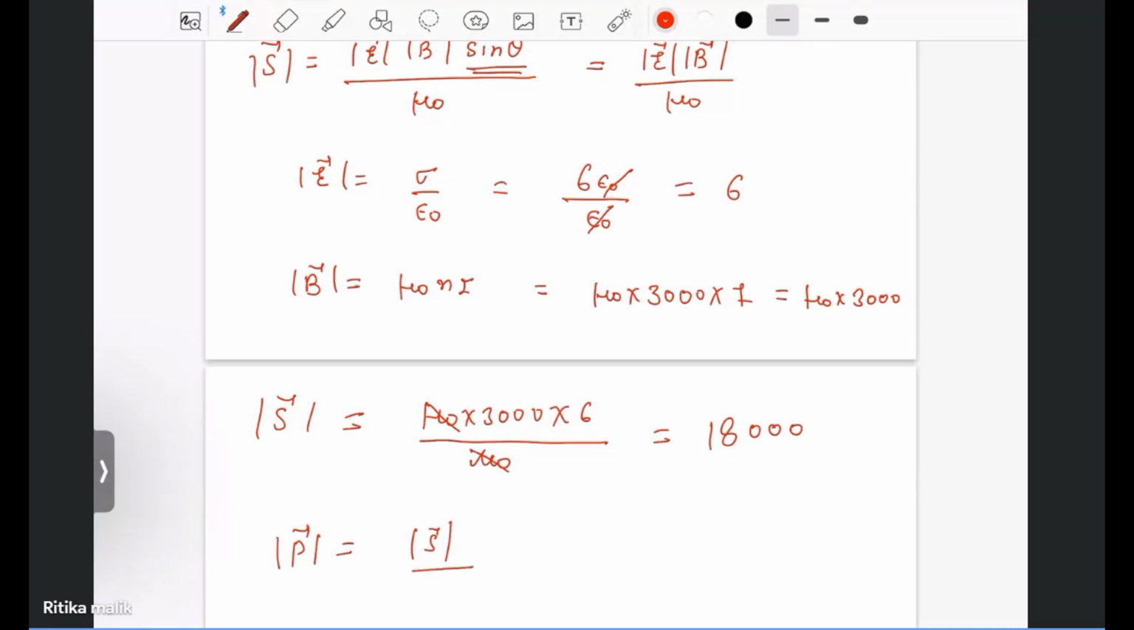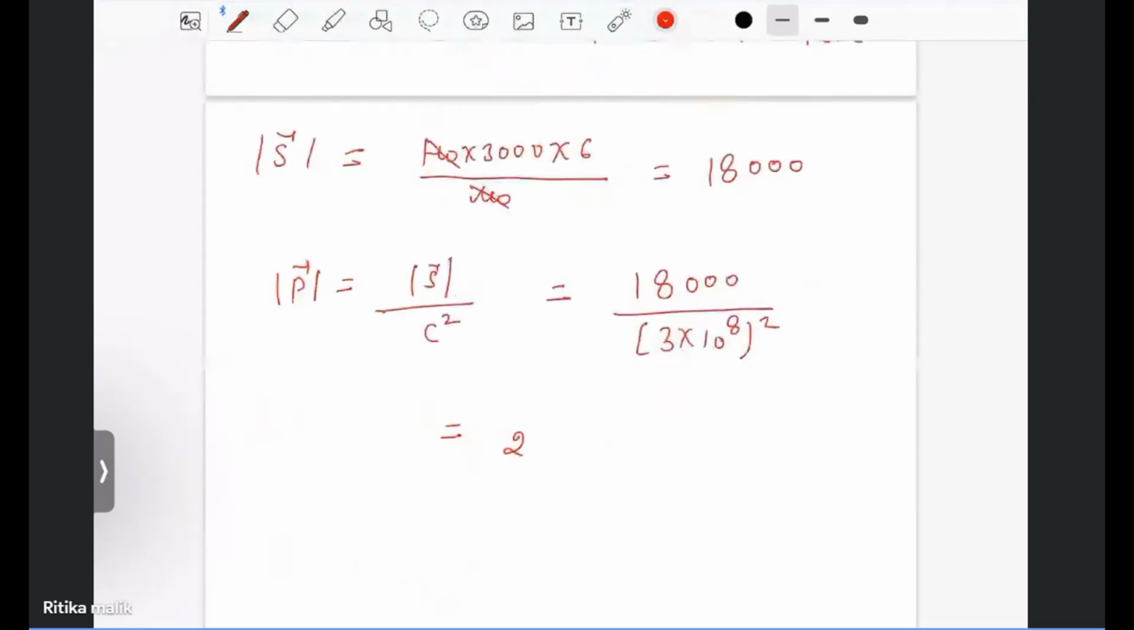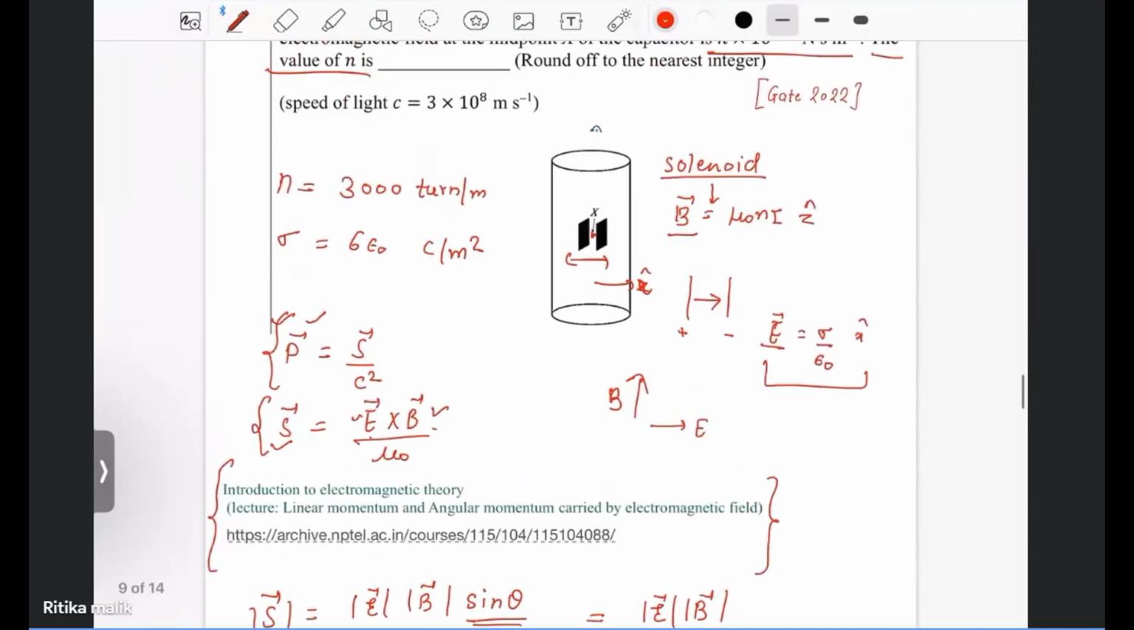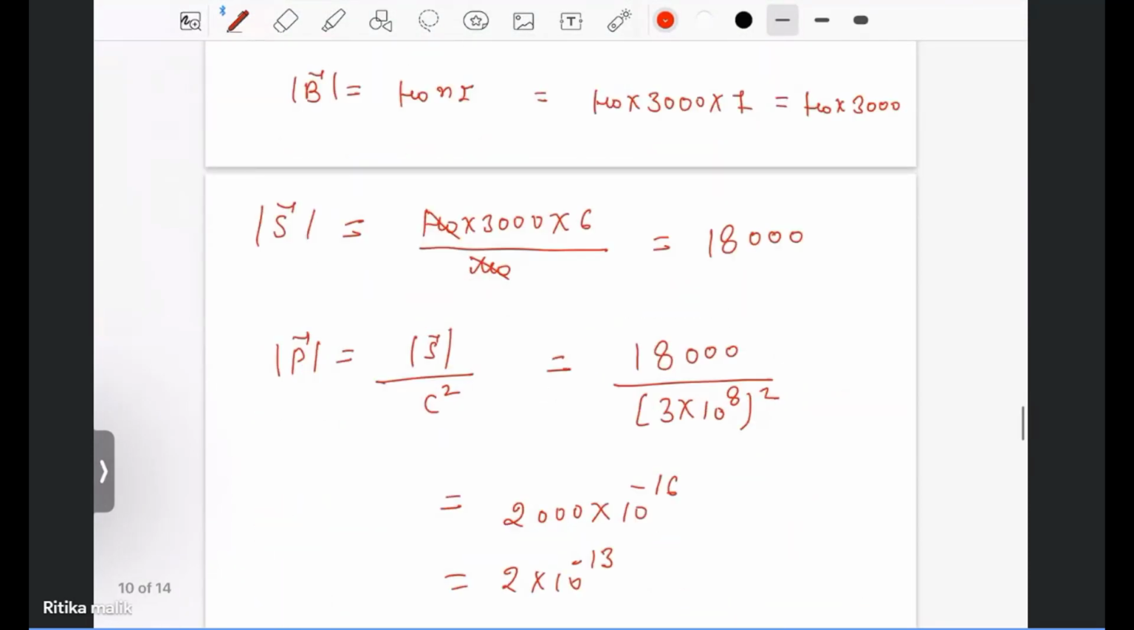And we have to calculate the P vector, which is mod S vector by c square, which is 18,000 divided by c, the speed of light, 3 into 10 raised to power 8, square. That becomes 2000 into 10 raised to power minus 16, or 2 into 10 raised to power minus 13. The unit is Newton second per meter cube.